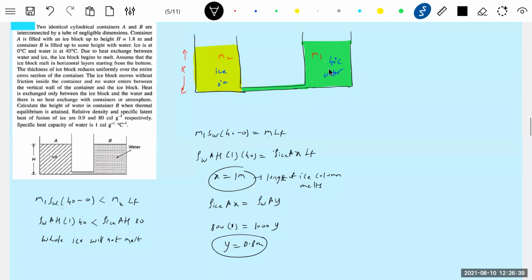What should I call it? Length of water column produced due to melting of ice. Okay, already we have continued. Now we see that if 1 meter of ice melts, then what do we get? A 0.8 meter water column will get produced here. Calculate the height of water in container B. This is the final thing being asked.